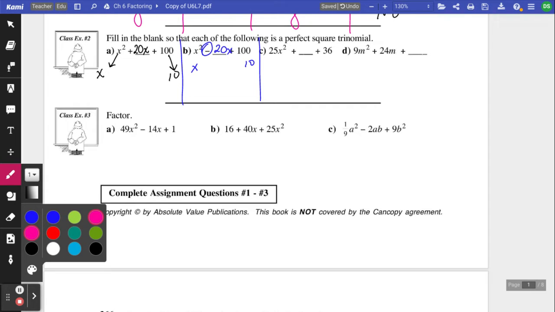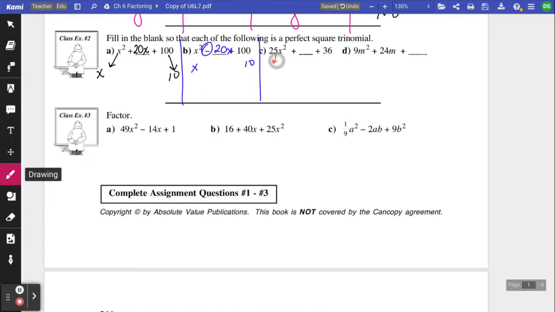What are you going with here? So I'm going to talk about the square root of this, which is 5x. Square root of 36, 6. Times them together, 30x. And another 30x, 60x. Good. You've now created a perfectly square trinomial.